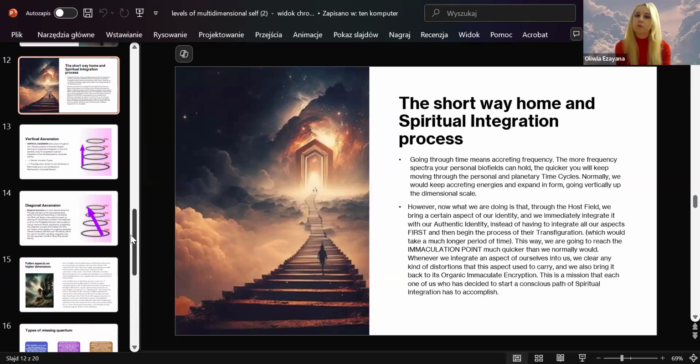So I will explain how this works by comparing it to different types of ascension. Because there are many spiritual agendas that speak about something called the vertical ascension. Basically, it's like you're ascending to dimension 5, or you're ascending to dimension 10. All of it is the vertical ascension. You're just going up through the dimensional scale.